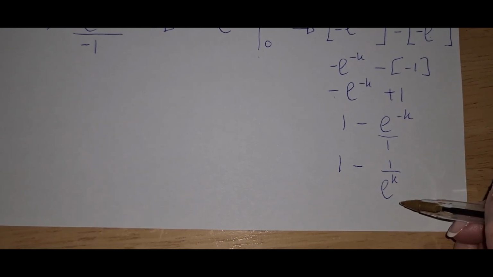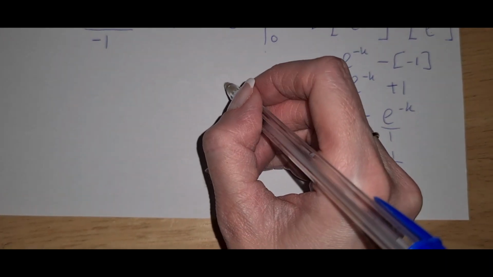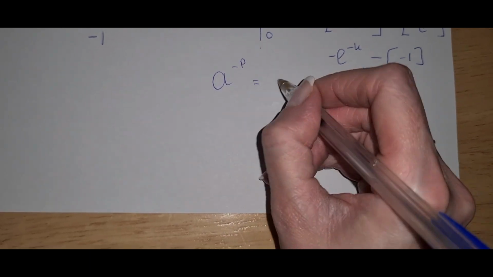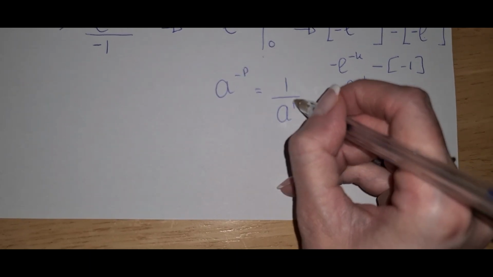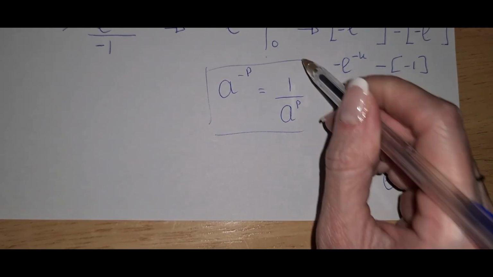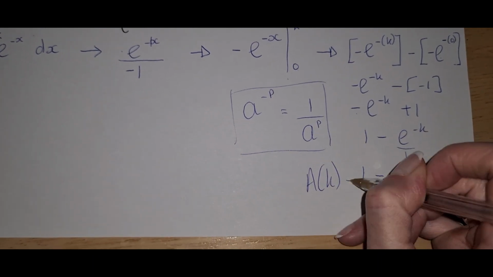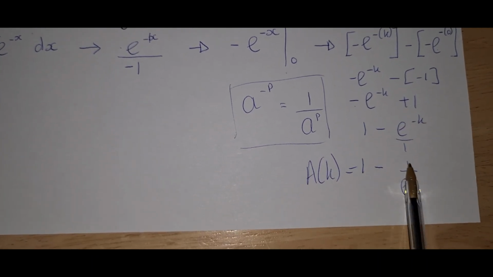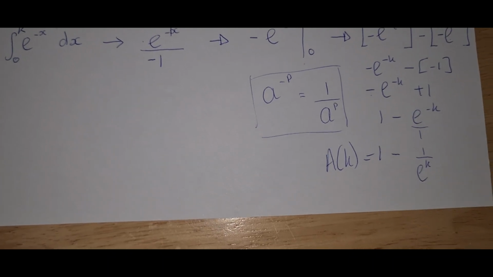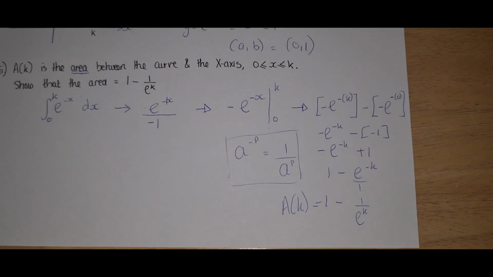So that rule is in your log tables. All right. Where if you have a to the power of minus p, that can be written as 1 all over a to the power of plus p. Okay. So I've now gotten the area, a of k, is now equal to 1 minus 1 all over e to the power of k. So that was part 2 of the function.